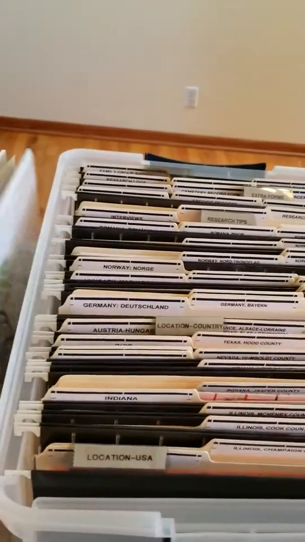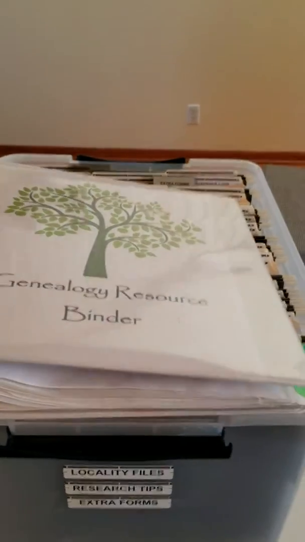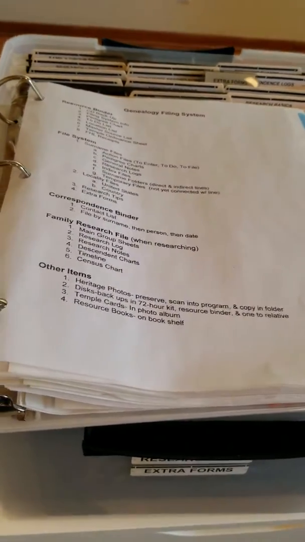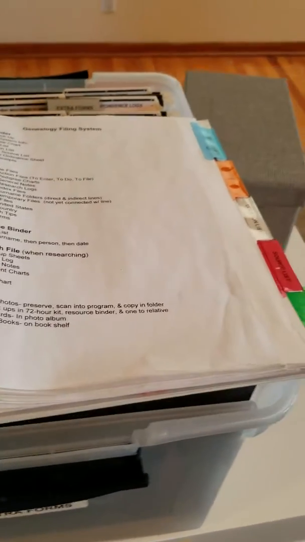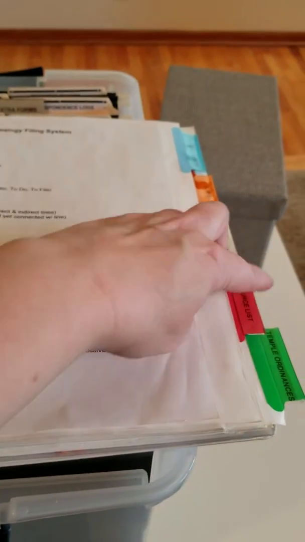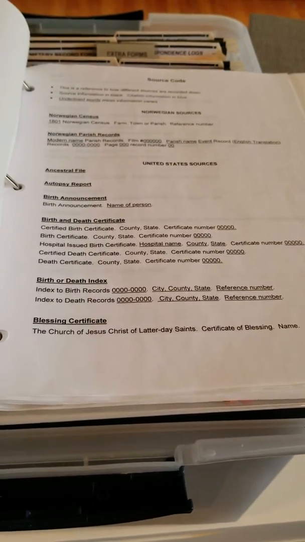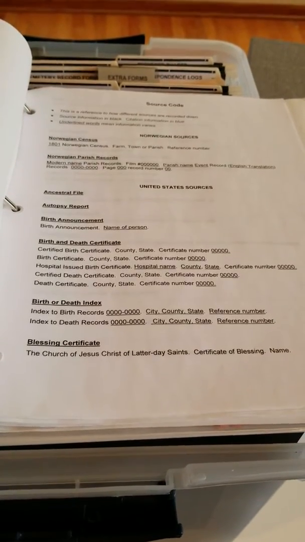general files. So first with the resource binder, this is just a very general file with some lists that I have printed out from Roots Magic, and it says how I organize and where everything is. The most important part of this binder is my sources. Before Roots Magic, when you had to come up with your own citation, this was how I knew I was being consistent with my citations.